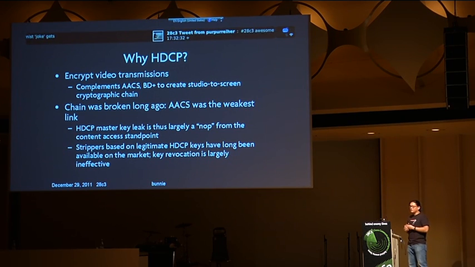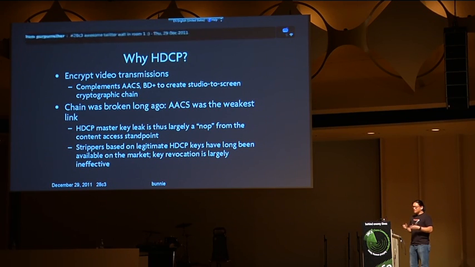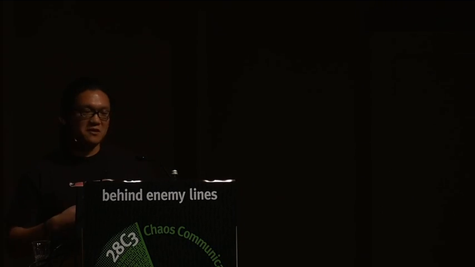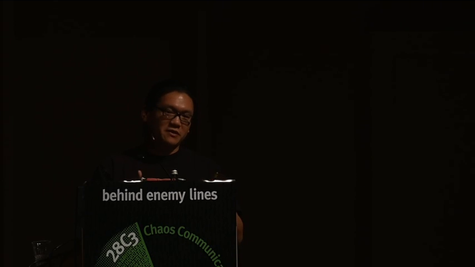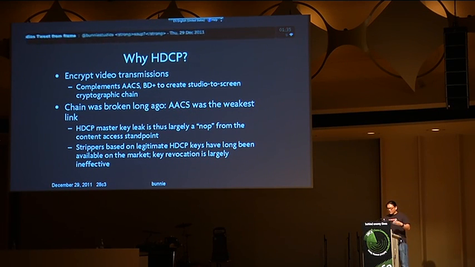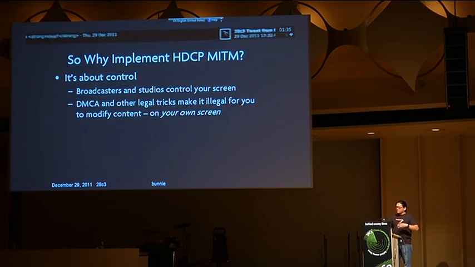AACS was the weakest link. People can rip out movies all they want. So it turns out that when the HDCP master key was released, it was a little bit of a no-op from the content access standpoint, because people already had access to the content through other vulnerabilities. It's also possible to build strippers based upon legitimate HDCP keys that have been available for a long time. Basically, people take out an HDCP receiver chip and just hook it up to the LCD port or some frame buffer, and they can get the data they need out. So the master key itself, from the content manager standpoint, wasn't big news.